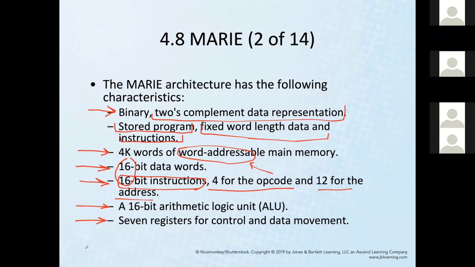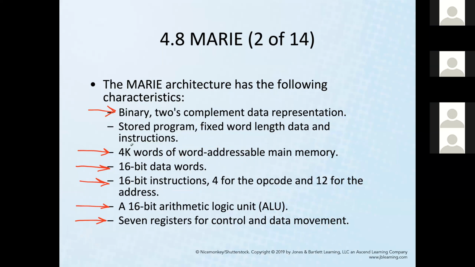Let's look at this slide in a little more detail and see if we can find some relationship here. How many bits for the address? 12 bits for the address. What's the memory size? 4K. Do we see any relationship between these two numbers? Of course we do. 4K is 2 to the power of 12.